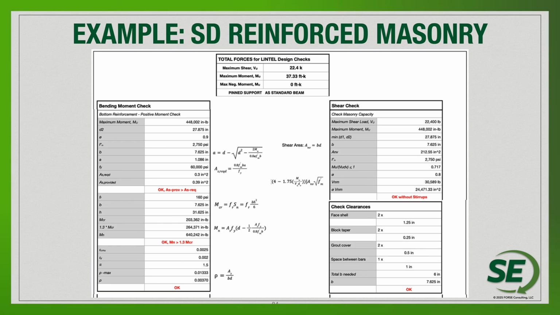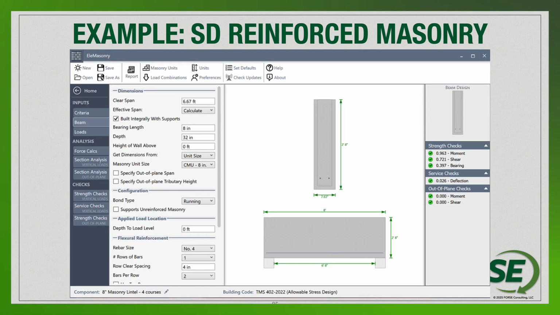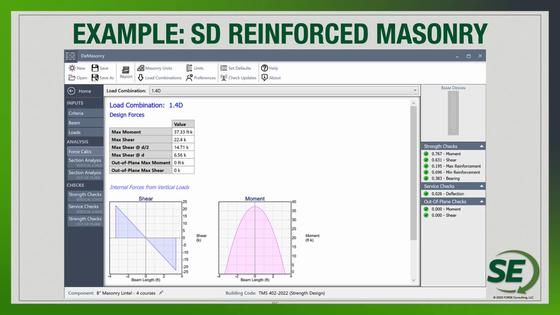We can also look at it with the Masonry software program, looking at the very same example where we're looking at the 4-course lintel beam, 8 inches wide. We have 2 number 4 bars that we consider for the bottom reinforcement. We can see what some of the different design checks would be for that element. Here within the program, you can see what some of the different moments are. Again, the moment of 37.33 kip feet, and then you can see a shear of 22.4. So you can see the moment and shear diagrams.